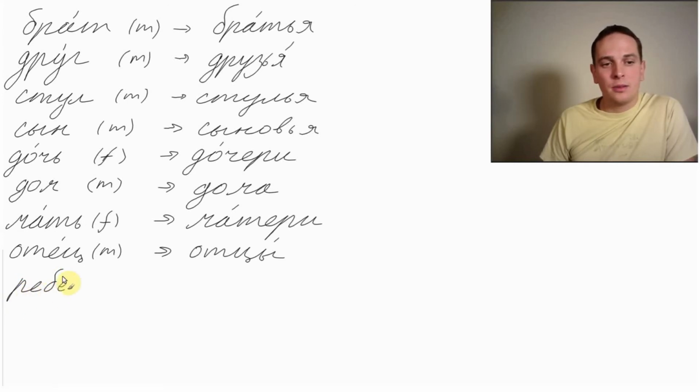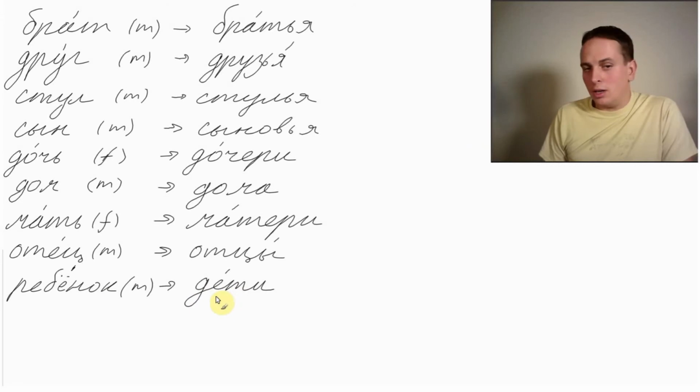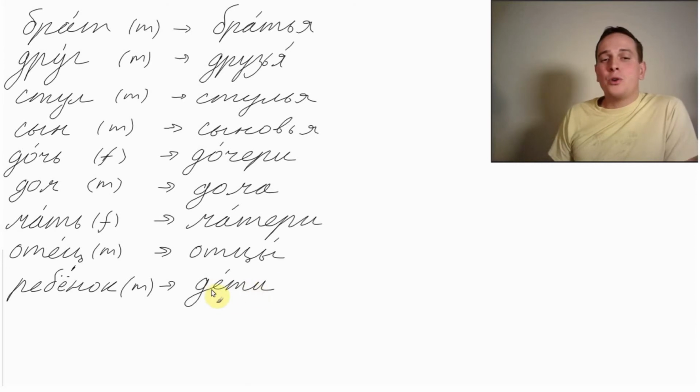Ребенок is child. Ребенок is masculine, and the plural would be дети. Ребенок, дети. Because we have ё, the emphasis always falls on ё. Ребенок, дети. They have absolutely different roots. So, ребенок and дети. What could happen here?